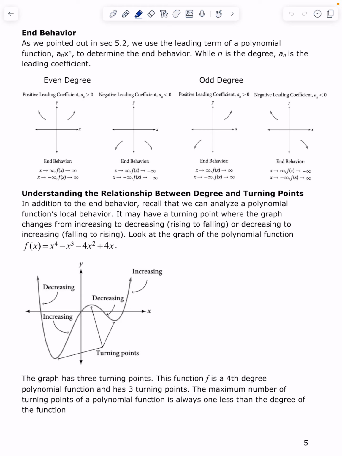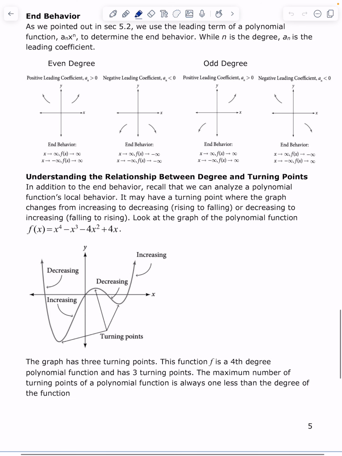Okay, here are the 5.3 notes, last couple of pages here. So in section 5.2, we talked about end behavior using the leading term of a polynomial and the coefficient. There's a review of this at the top of this page. Again, I'm not going to read this to you.